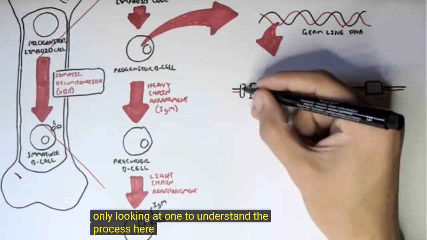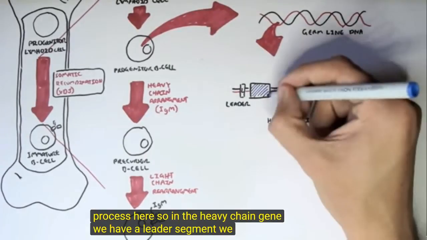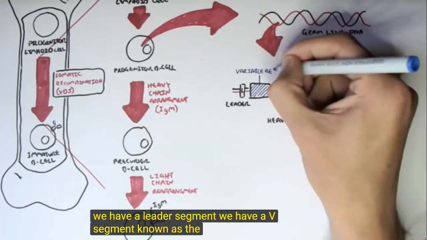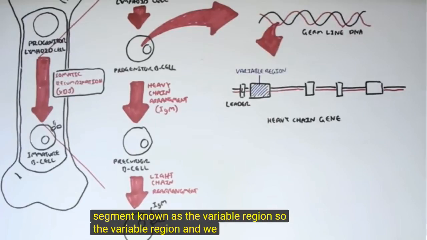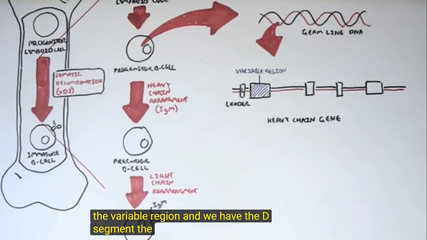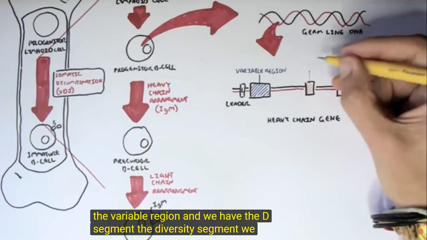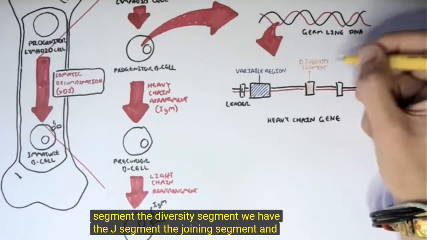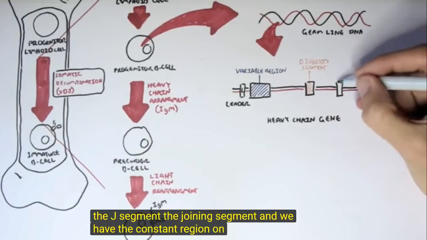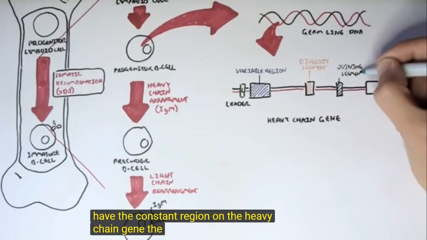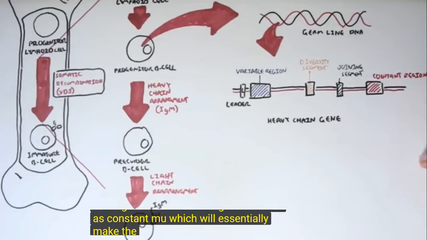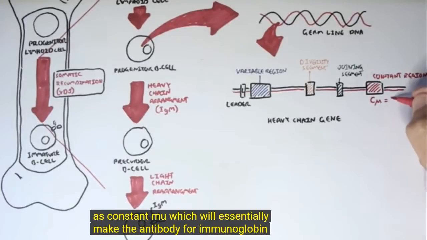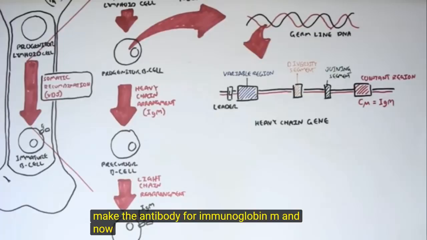So in the heavy chain gene, we have a leader segment, we have a V segment known as the variable region. And we have the D segment, the diversity segment. We have the J segment, the joining segment. And we have the constant region. On the heavy chain gene, the constant region is known as constant mu, which will essentially make the antibody for immunoglobulin M. And now this is in the DNA.